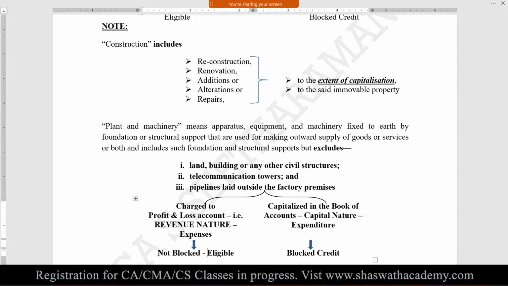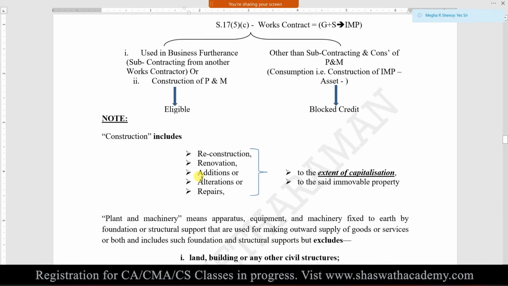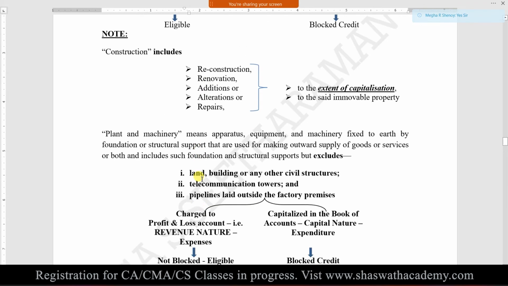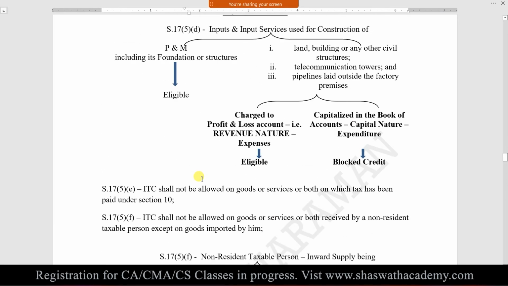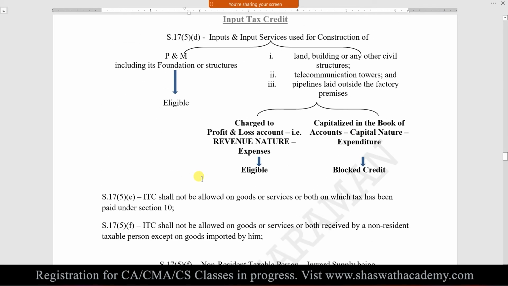Yes, sir. Mark works contract, very important and very similar. If you have understood the works contract and construction of plant and machinery, similar structuring is for inputs and input services used for construction purposes. What are the inputs and input services used for? Sir, construction of plant and machinery and foundation. Same meaning as plant and machinery.